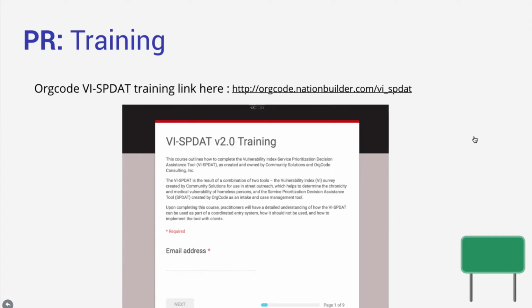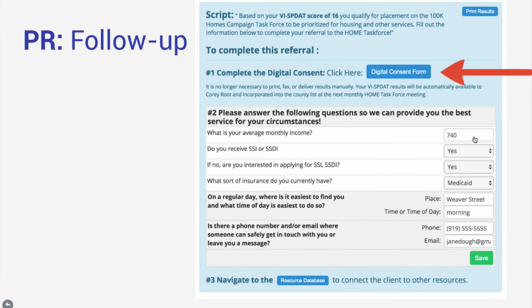After you complete the VI-SPDAT, OC Connect asks some further information to help us in the coordinated entry process. The things that we ask are about income. What is an average monthly income? We recognize that a lot of folks will be doing day labor and different things. If that's the case, we're just looking for a general round number that will help us to make the program referrals in the home committee.